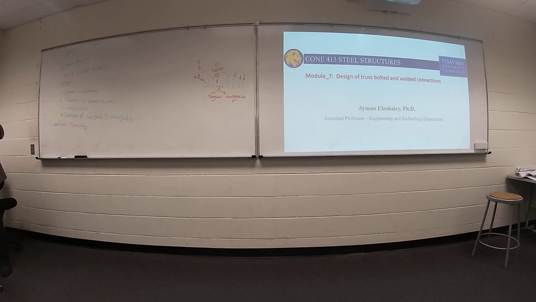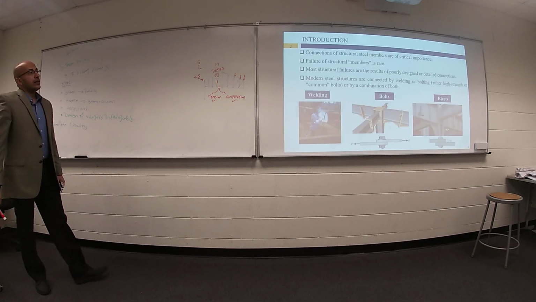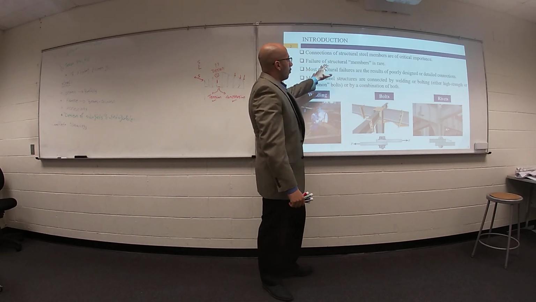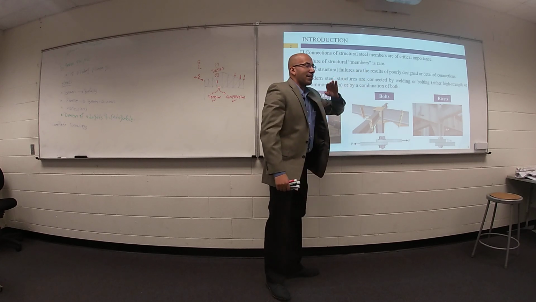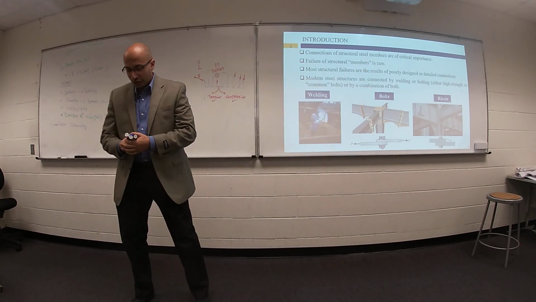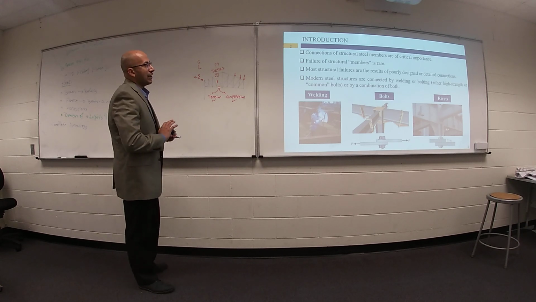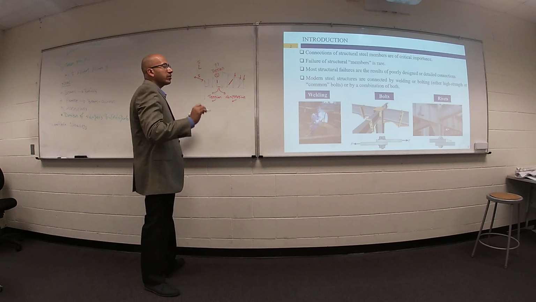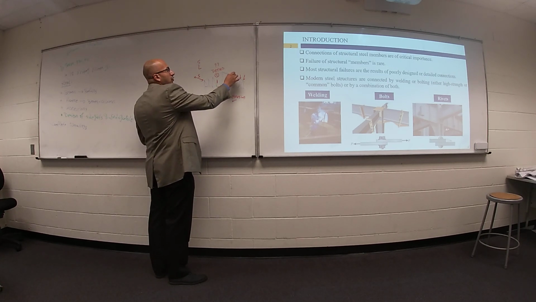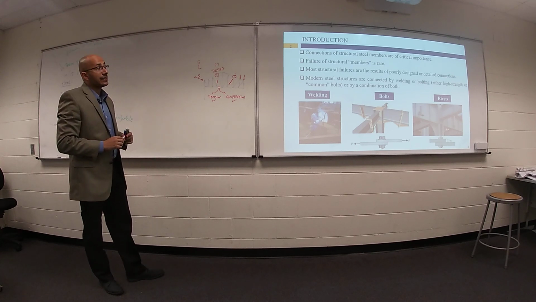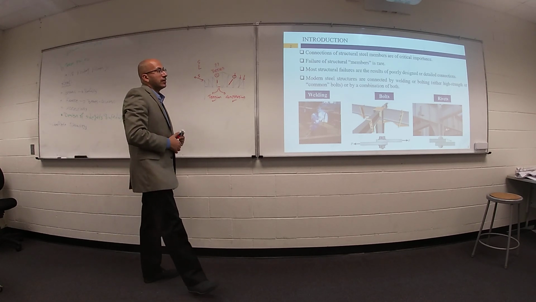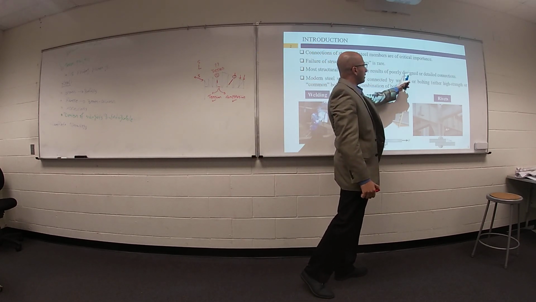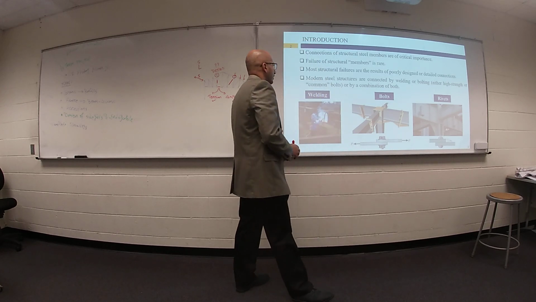In truss, failure of structure members is rare. Most of the time, you will never see failure in the member itself. But most of the time, your failure happens in your connection. It's the weakest part. So, most structure failures are the results of poorly designed or detailed connections.